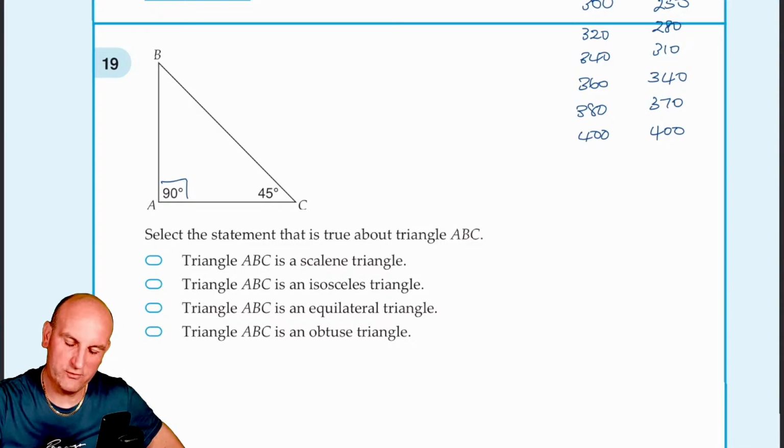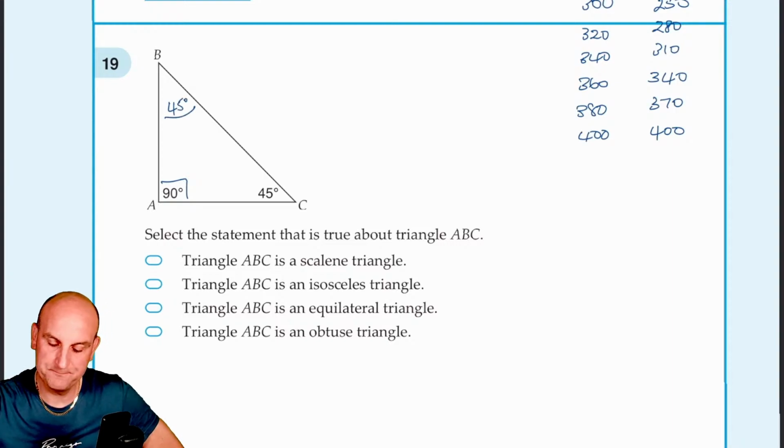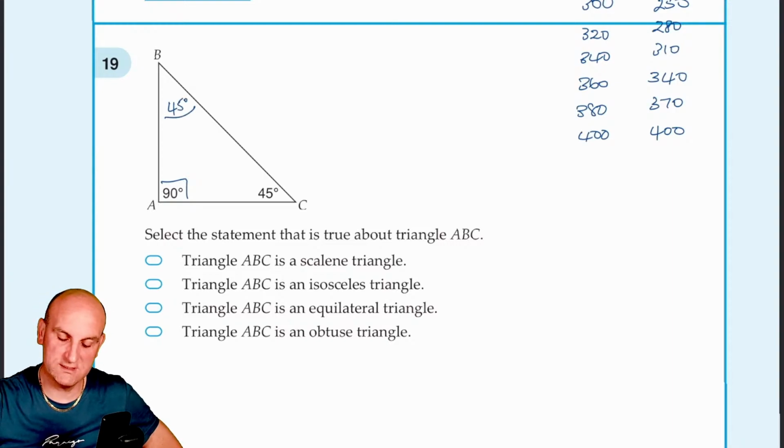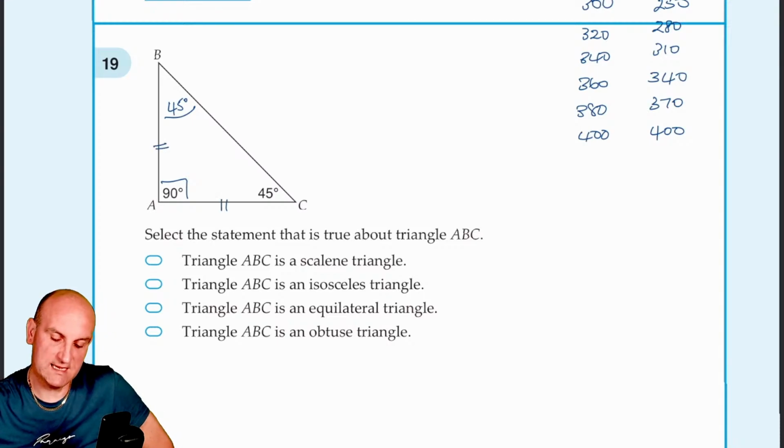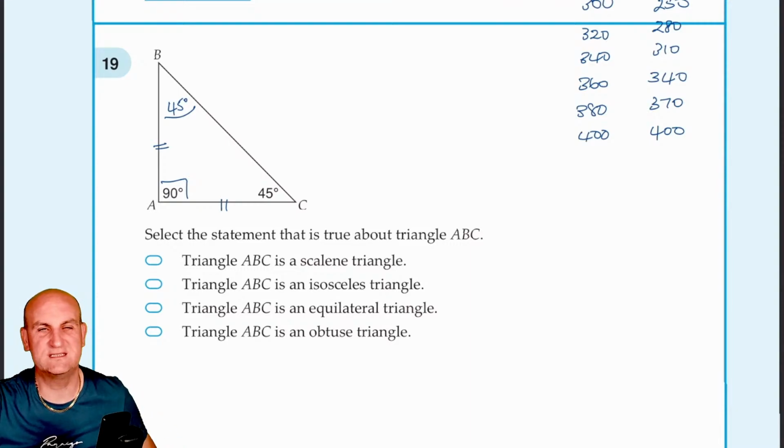Angles in a triangle add up to 180 degrees. That must also then be 45 degrees. All right, so two angles are the same, which would suggest that these two sides here are exactly the same length. So let's see, triangle ABC is a scalene.